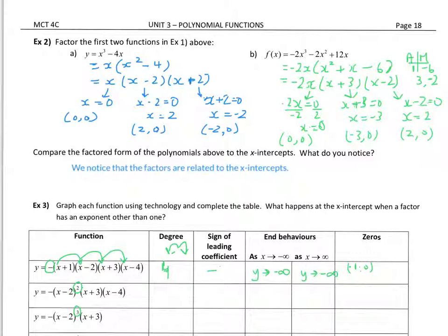Oh, I'm not doing very well with this writing on the iPad. This should be a 2, comma 0. We should also have a factor of negative 3, comma 0. And a factor of 4, comma 0. Okay, a factor, I should say x-intercept. These are coming from the factors, but they are x-intercepts themselves.